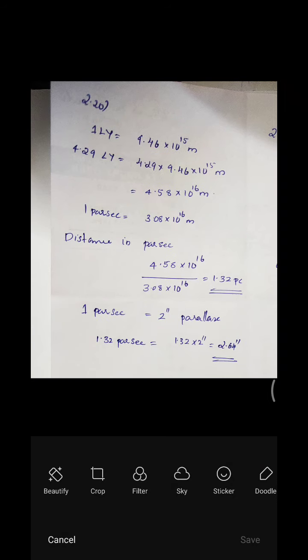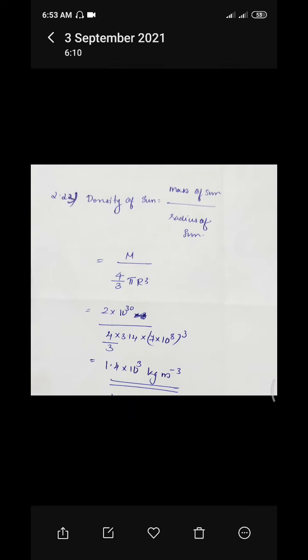Now let us come to the next question, that is 2.23. Okay, 2.21 and 2.22 we will discuss later. Now let us come to 2.23.